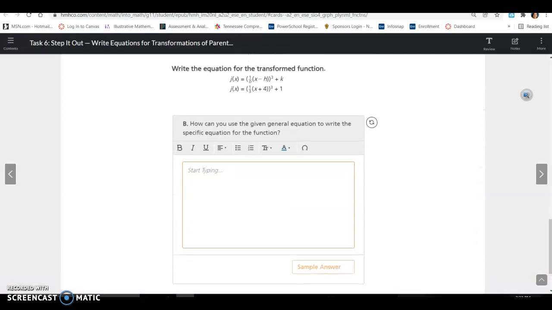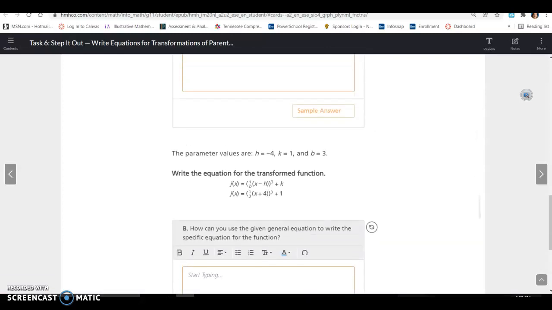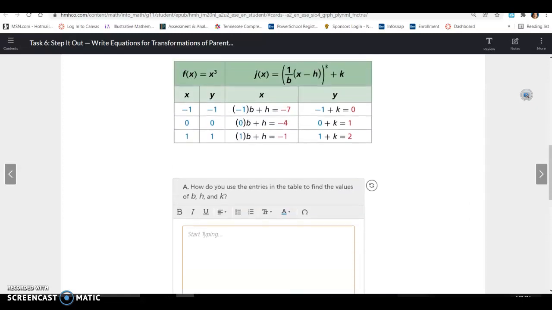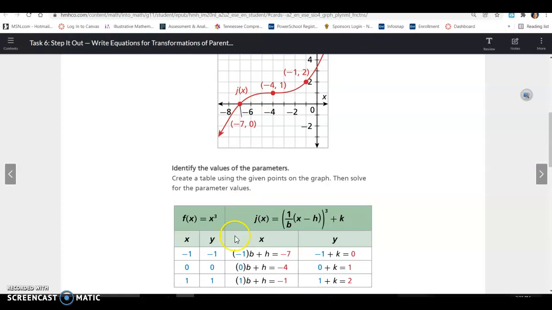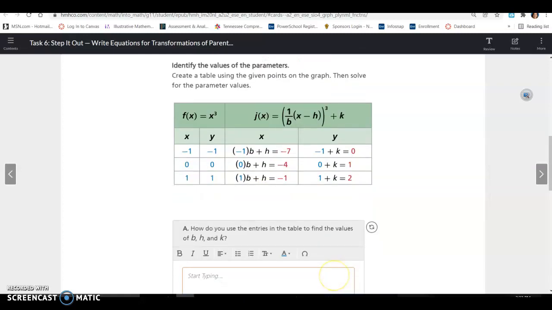All right, how can you use the given general equation to write the specific equation for the function? Well, just like we did before, take the points that you are given on the picture and plug them into the reference points and see where they have been moved to, and that allows you to find your B, your H, and your K.